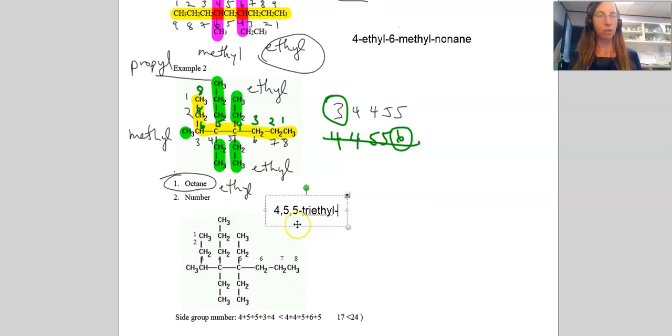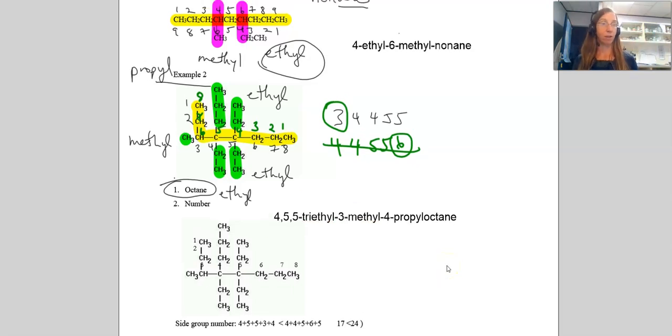So try to notice the punctuation here as well. Between numbers is a comma, and between a number and a letter is a hyphen or a dash. And so that's the final name. So the name gives us the perfect exact structure. And so we can see that name and know exactly what the structure is going to look like. And if we know the structure, then we can make exactly that name. And everybody can understand that no matter who's reading it.